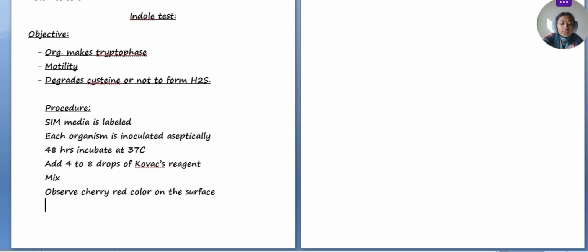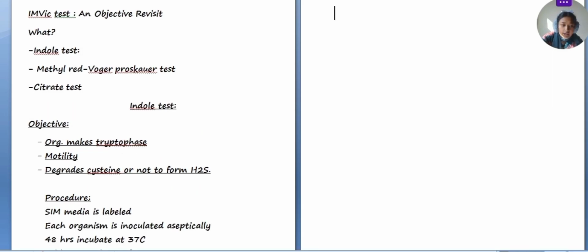After observing this, we also have to observe black hydrogen sulfide, and also motility. An example would be, if we use the organism E. coli, then it would show a positive result. And if we use some other organism, for example Klebsiella pneumoniae, then it would show a negative result.